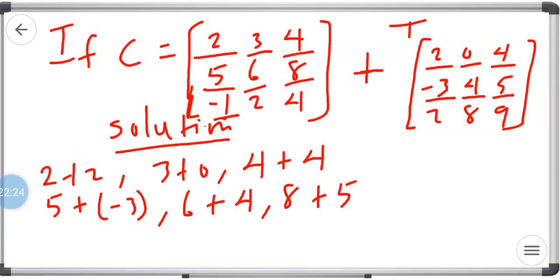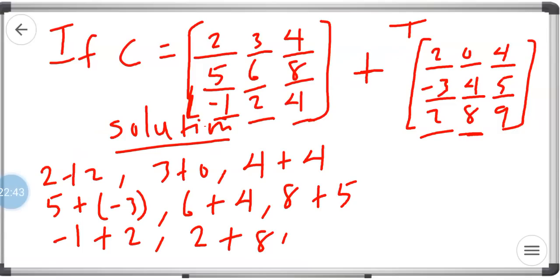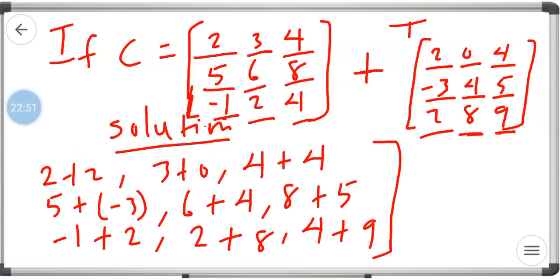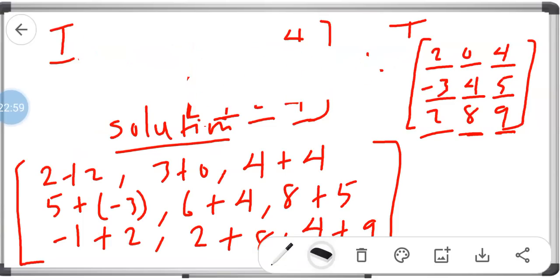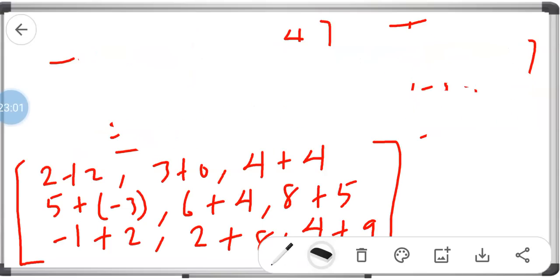So the next row now, here I have minus 1. We are adding, that's plus, here we have 2. So that's 2. Put my comma. And the next one we have 2, plus the next one here is 8. 2 plus 8. Put my comma. While the last one here is 4, so 4 plus the last one here to be 9. So I'll put my bracket, and here as well I'll put my bracket. So let's add them together.